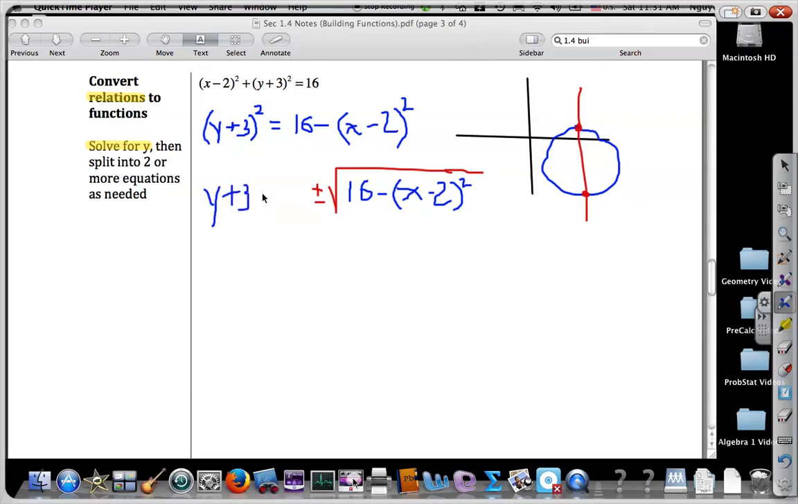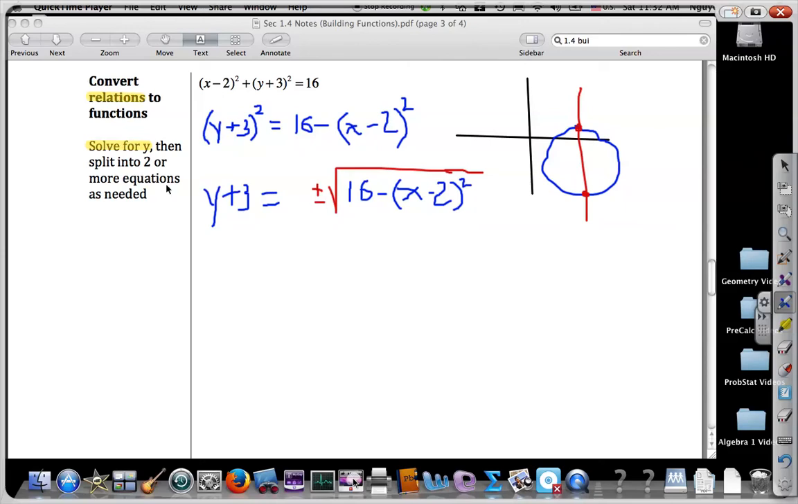And you can see here that it's this plus or minus sign that makes this relation a non-function. The plus part of it gives you the top half. The minus part of it gives you the lower half. So this is right now not a function, but we will get to a point where we can make it a function in a minute.